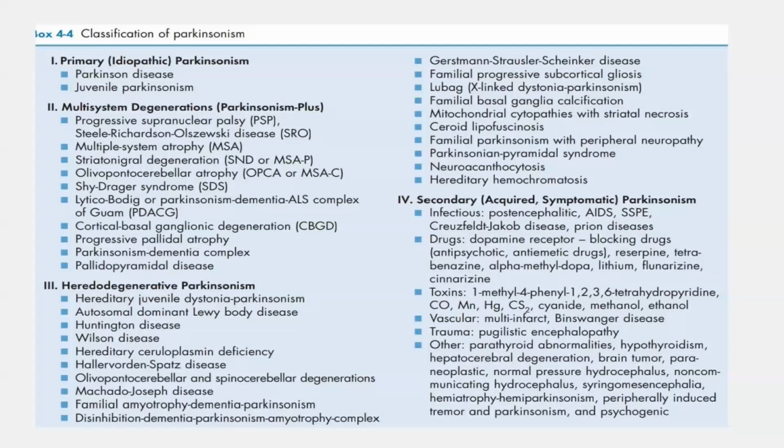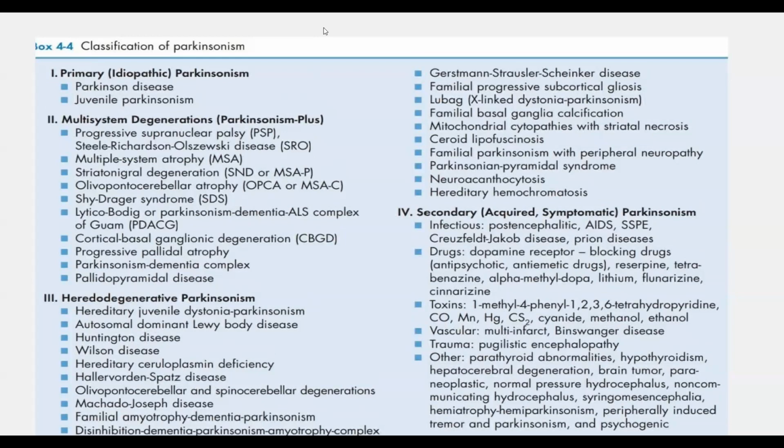So before going in detail, let us discuss the classification of Parkinsonism. Whenever you receive a Parkinsonism patient, you need to determine whether the patient belongs to primary Parkinsonism, multi-system degeneration, associated with degenerative Parkinsonism, or any secondary Parkinsonism. In primary Parkinsonism, as all of you know, idiopathic Parkinson disease is the most common and juvenile Parkinsonism is the second one.